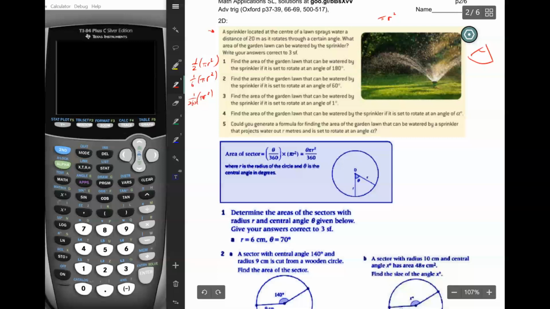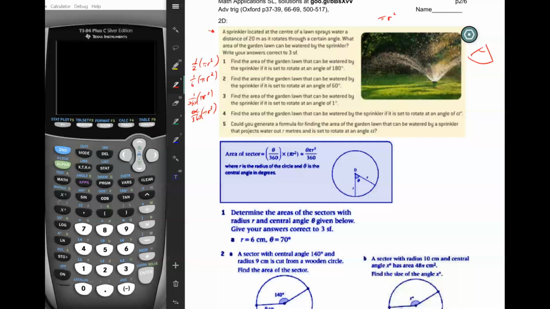And number 4, find the area of the garden lawn that can be watered by the sprinkler if it is set to rotate at an angle of alpha. So that will be alpha divided by 360 times pi r squared. Okay? That's what we've been doing all this time. We just put the angle over 360 and we multiply it times pi r squared. We make a fraction and then we multiply it times the area of the entire circle.